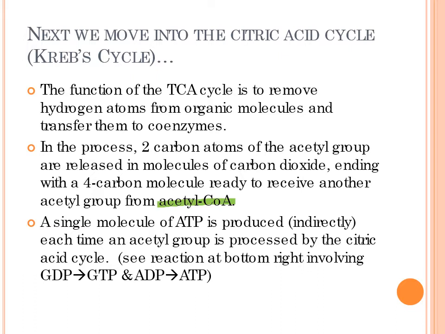So when we break down glucose into two molecules of pyruvic acid, the pyruvic acid is decarboxylated, that loss of carbon in carbon dioxide, so that's decarboxylation, and then it can be converted into acetyl-CoA. And the acetyl-CoA is what enters the citric acid cycle. During this breakdown, a single molecule of ATP is produced each time an acetyl group is processed by the citric acid cycle.